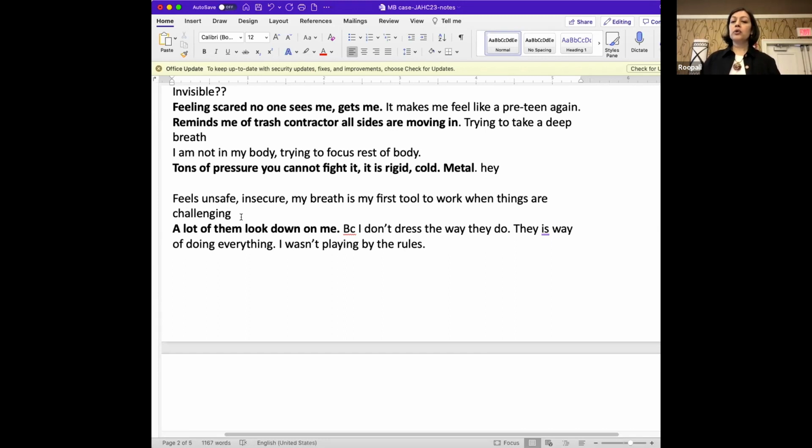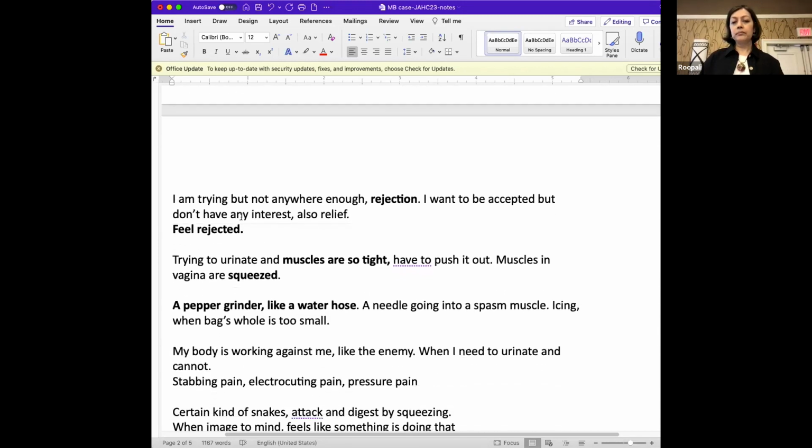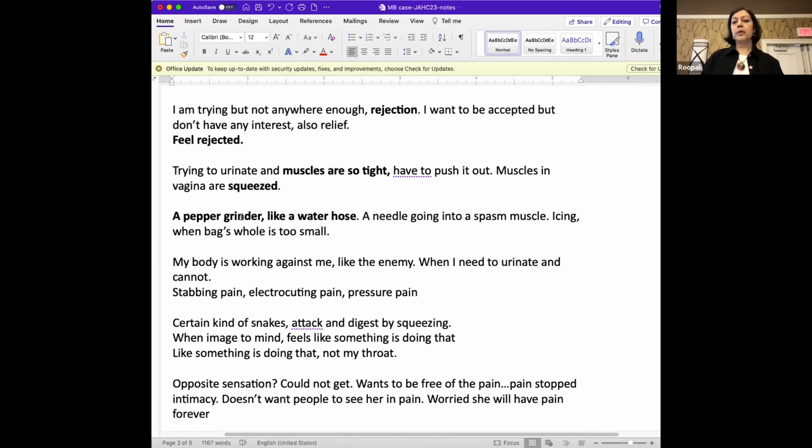A lot of them look down on me because I don't dress the way they do. Their way of doing everything. I wasn't playing by the rules. I'm trying, but not anywhere enough. Rejection. I want to be accepted, but I also don't have interest. Relief. Feel rejected. Trying to urinate and muscles are so tight, have to push it out.